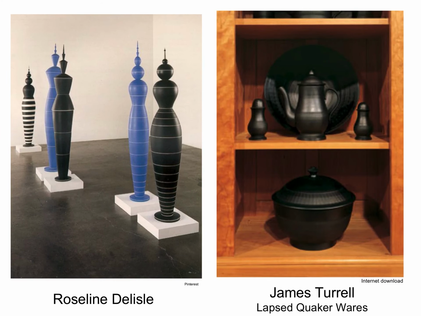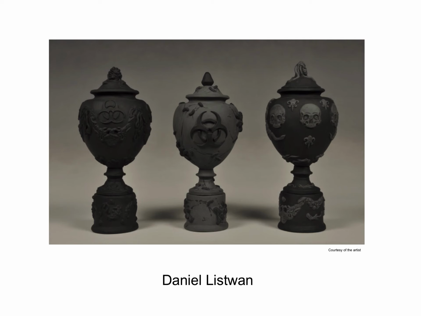And this new classicism is something that's going on all the way to today in the work of Rosalind de Lille, in works that exaggerate and complexify and change things, but make more clear references to bodies and human forms and so on. And the same in the work of James Turrell, reworking the black basalt ware that was first invented by Josiah Wedgwood in a contemporary idiom. Or again, Daniel Listwan making those types of very classical forms, but speaking about nuclear energy and pollution and the danger of contemporary society.